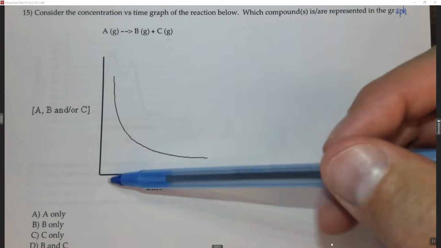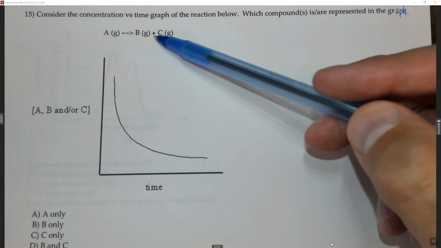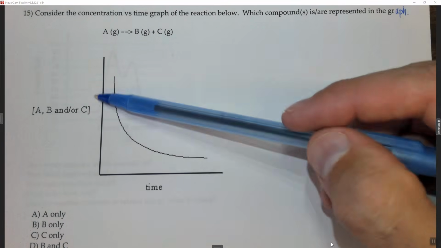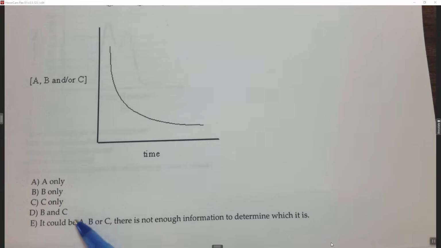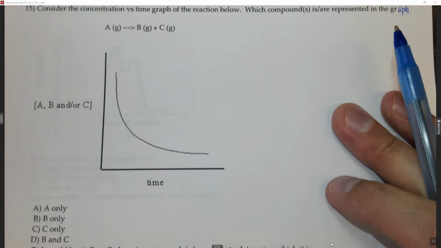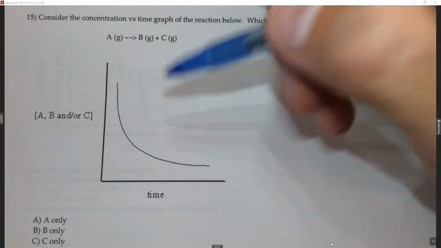All right, so basically we have, this is A, B, or C. We have this reaction: A yields B plus C. And this is the concentration of A, B, or C, and this is time. We need to determine, is this A only, B only, C only, B and C, or we don't know, there's not enough information to tell us. All right, there's plenty of information to tell us, so choice E is not the answer here.